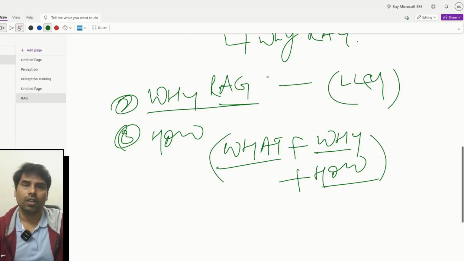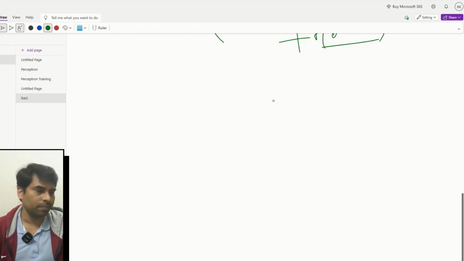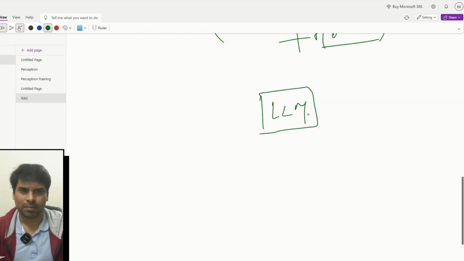Before I talk about RAG, first let me talk about how the LLM works. I hope you all are using ChatGPT nowadays. It has become a part of our life, so I'm expecting that you know how to use ChatGPT. Let's suppose this is my LLM, and I want to use it. You can take ChatGPT as an example.